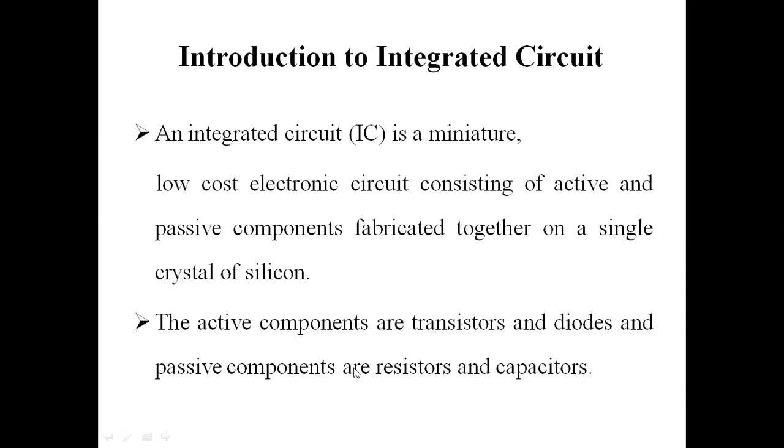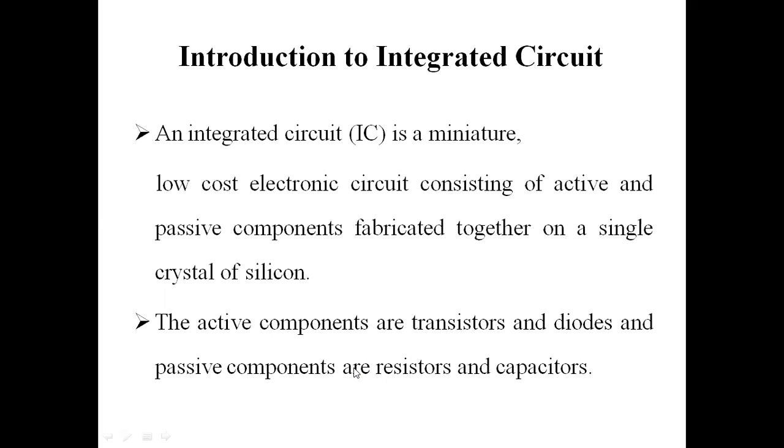Here we know the description of active components: transistors and diodes. There are various classifications of transistors and various types of diodes that we all studied in electronic devices and circuits. So we use active components, that is transistors and diodes, and passive components, that is resistors and capacitors. So this is the definition of an integrated circuit.